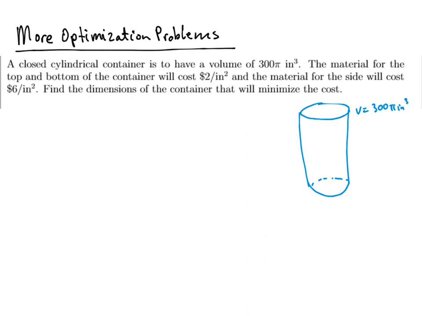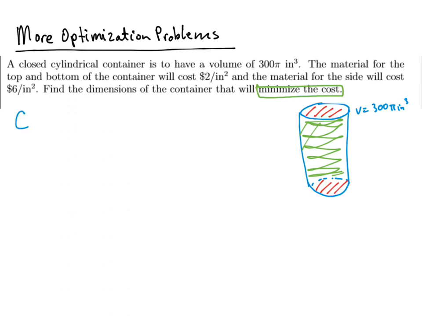And it says the material for the top and bottom will have one price, and then the material for the side will have another price. Okay, so if you think of this like a soup can, the portion with the label will have one price, and then the top and the bottom will have another price. So what we're trying to do is minimize the cost, the material cost for making this cylinder.